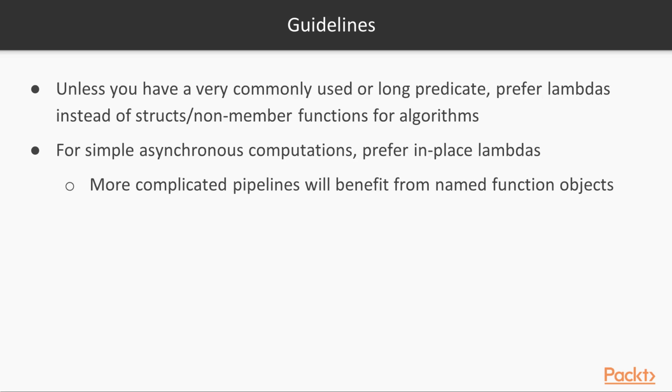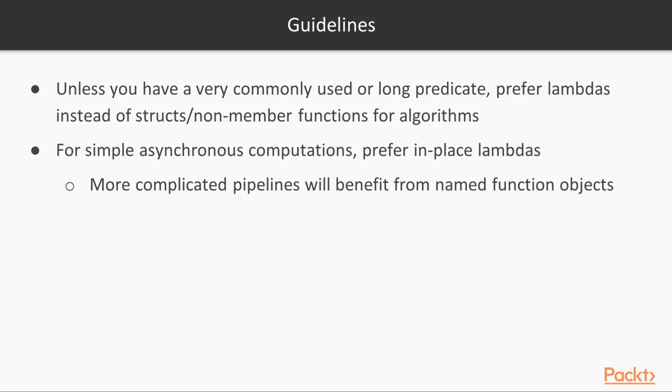Here are my guidelines. Unless you have a very commonly used or long predicate, always prefer lambdas instead of structs or non-member functions for algorithms. For simple asynchronous computations, prefer in-place lambdas. More complicated pipelines will benefit from having named function objects. These could be lambdas themselves, or structs, or non-member functions, but I strongly suggest you bind them to some name, either with a variable or with normal function syntax, in order to make your asynchronous computation more composable and easier to understand.